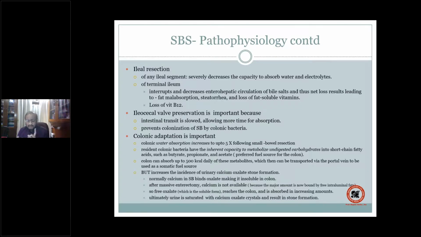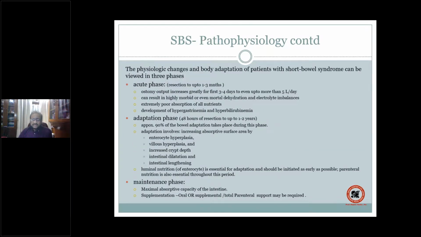But after massive enterectomy, what has happened? Fat has not been digested. So calcium is now binding with the free intraluminal fat. So calcium is no longer available. If the calcium is no longer available, the more free oxalate is there in the bowel. If there's more of the soluble oxalate, it will be reabsorbed back, reaches the colon, absorbed in increasing amounts, reaches general circulation, and ultimately the urine becomes saturated with calcium oxalate crystals and formation of a calcium oxalate stone.